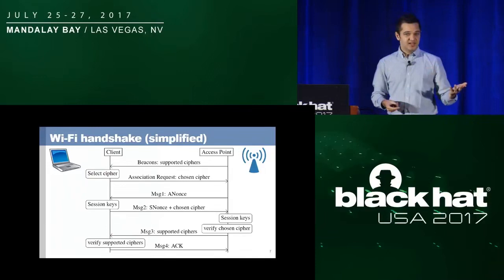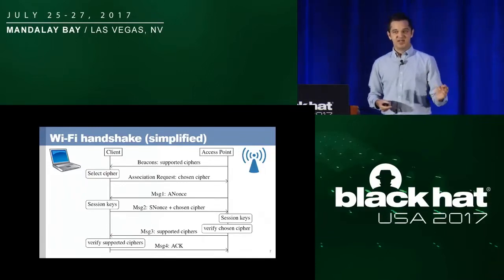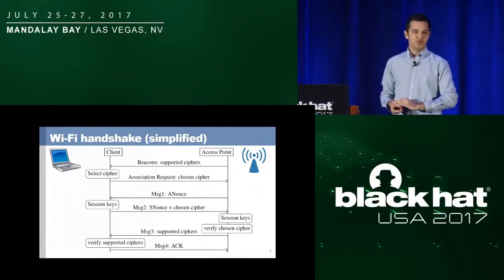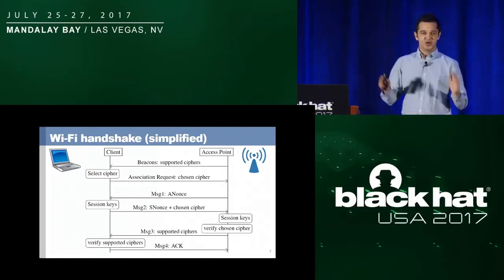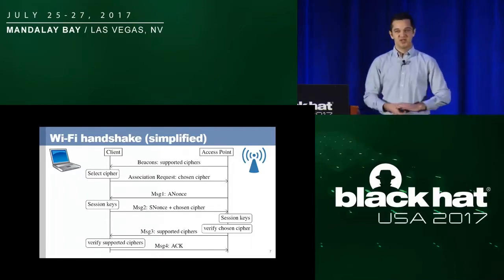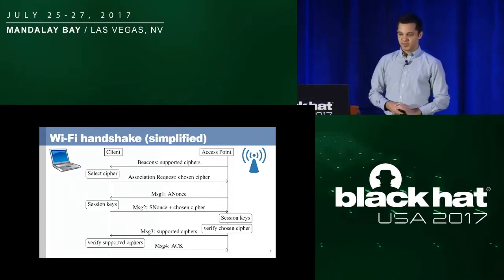And finally, at the last stage of the handshake, the client sends message 4 to the access point, which basically informs the access point, hey, I didn't detect a downgrade attack, we're good, let's start exchanging normal data traffic.